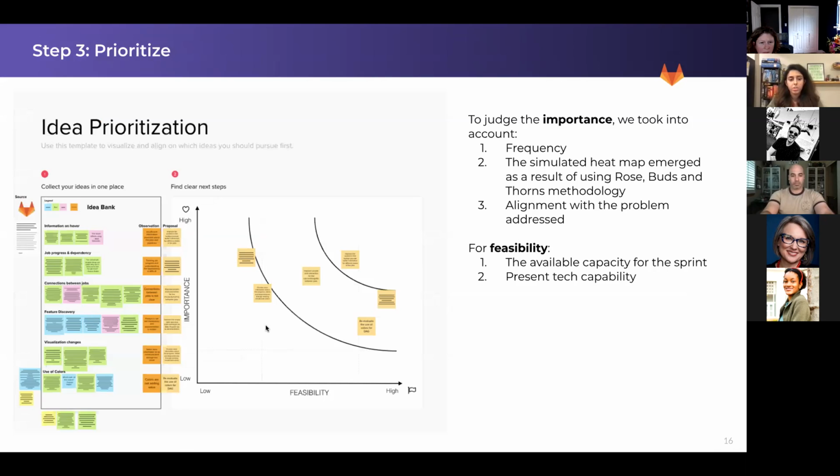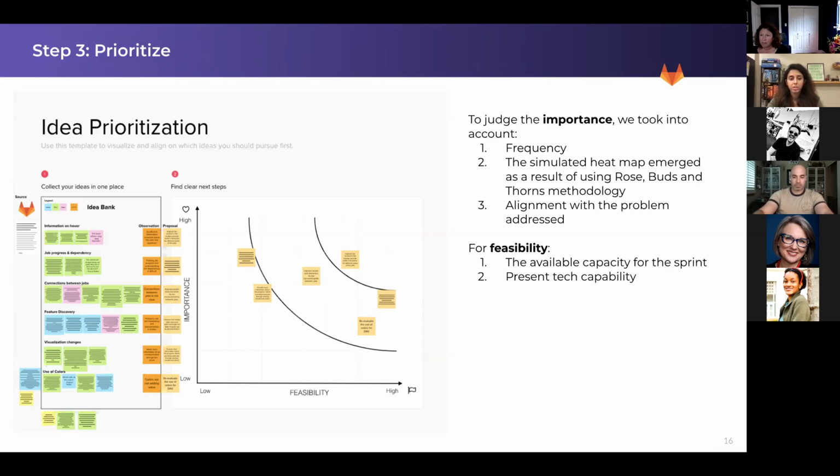Now, there's always this constraint of time, because there are many other things that we are looking at, and it's really important to prioritize what we want to do first. There are many things on the basis of which we prioritized, even though the graph just says importance and feasibility. For importance alone, we looked at the frequency of feedback, like how many times has it occurred, how many people have talked about it.